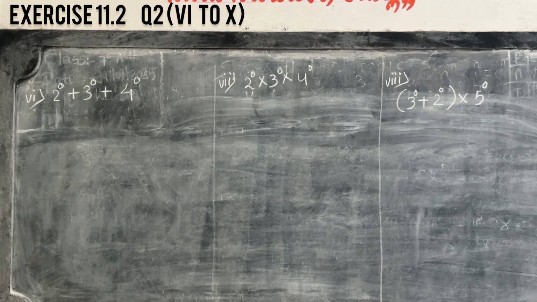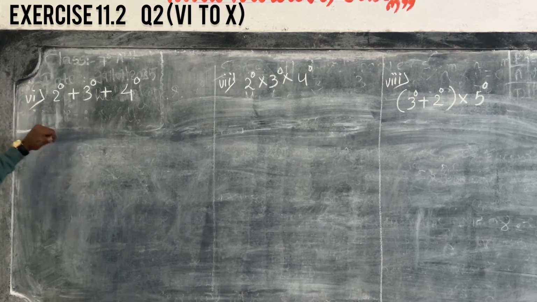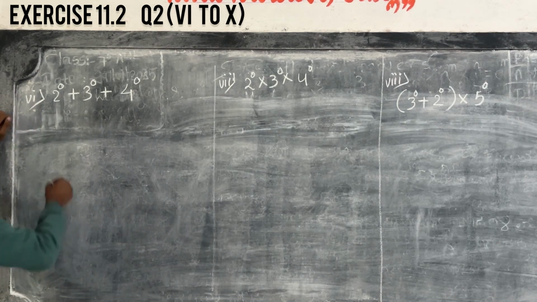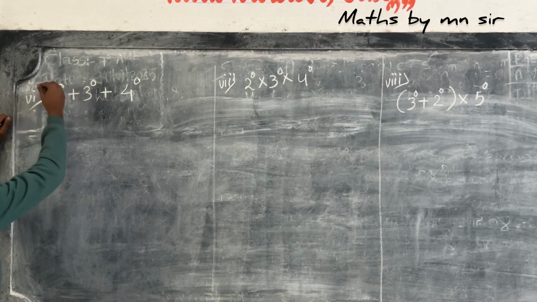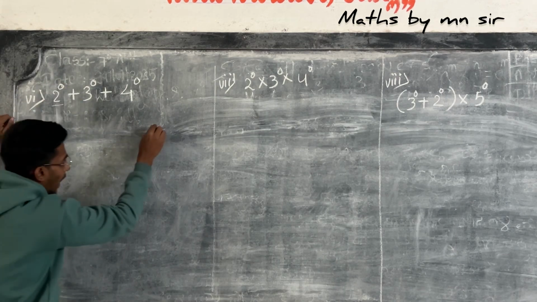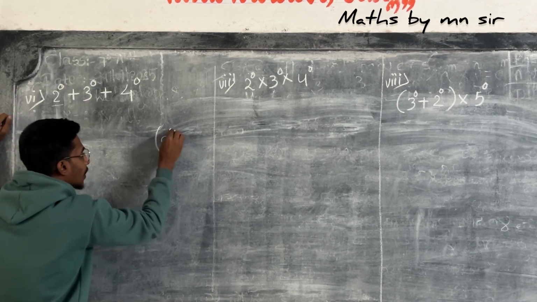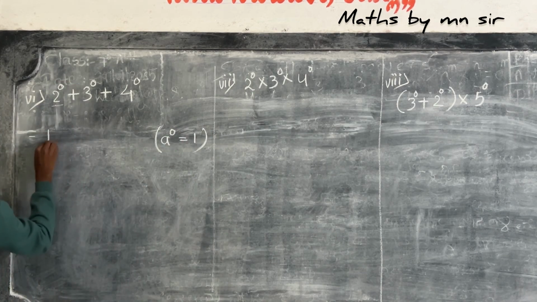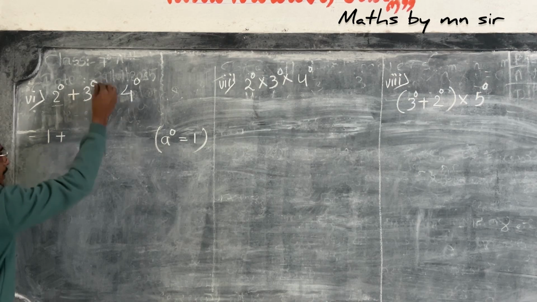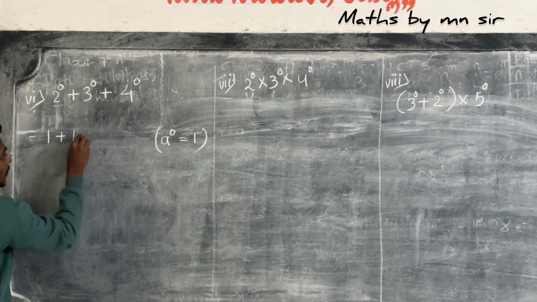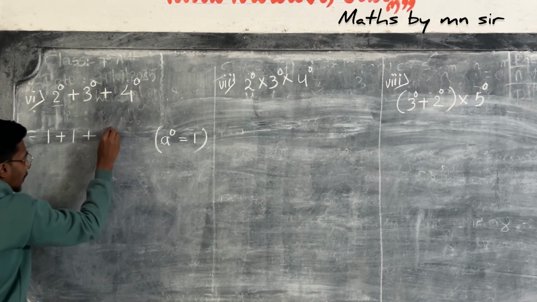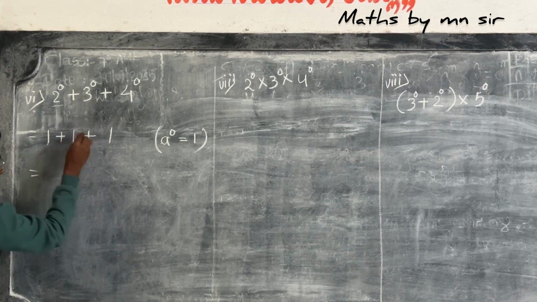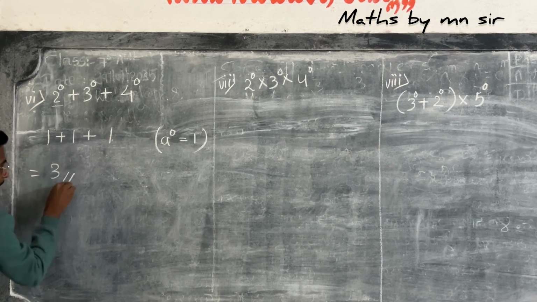So come to the question number 6. In this question, we have to simplify this expression by using identity. We know that a to the power 0 is 1. In the place of 2 to the power 0, we have to apply this identity, that is, a to the power 0 is equal to 1. 2 to the power 0 is 1 plus 3 to the power 0 is 1 plus 4 to the power 0 is again 1. 1 plus 1 plus 1 is 3.